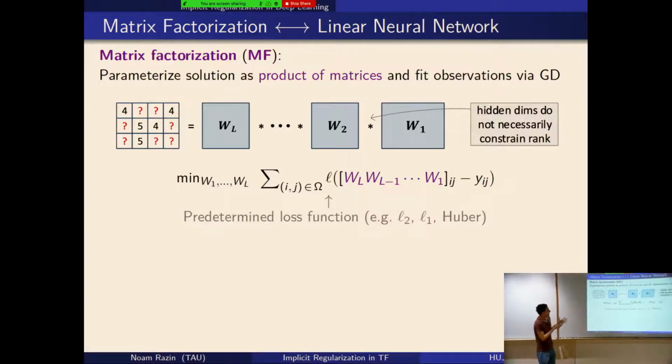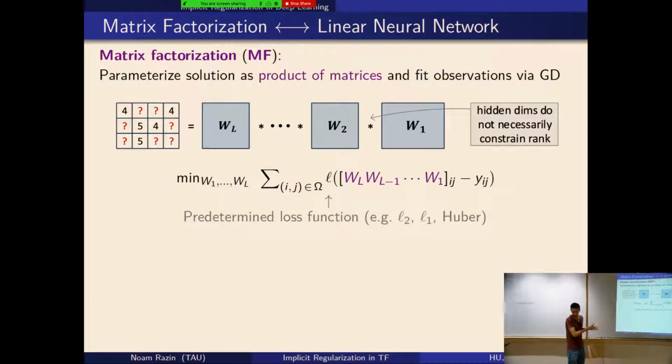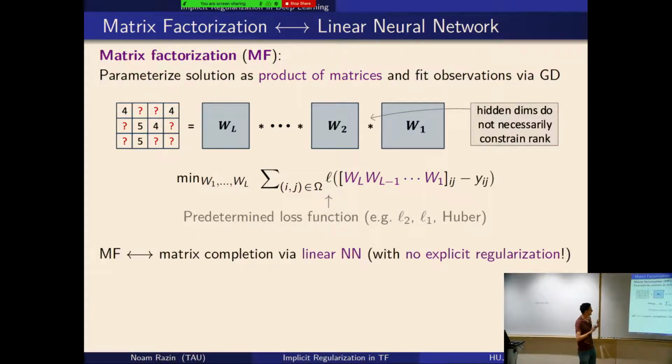And the reason that we're interested in this setting here is that matrix factorization corresponds to solving matrix completion using a linear neural network, which is just a fully connected network with no nonlinearities, or put differently, a product of matrices. And while this model is trivial in terms of its expressive power, it can only express linear functions, its optimization and generalization behavior under gradient descent is highly non-trivial, and therefore it is commonly studied.